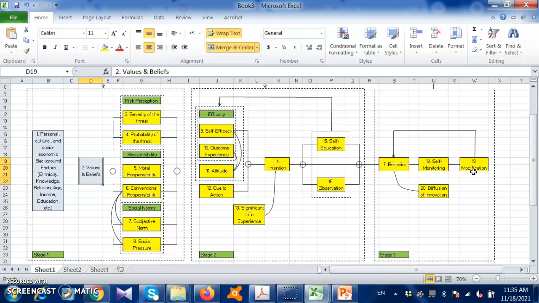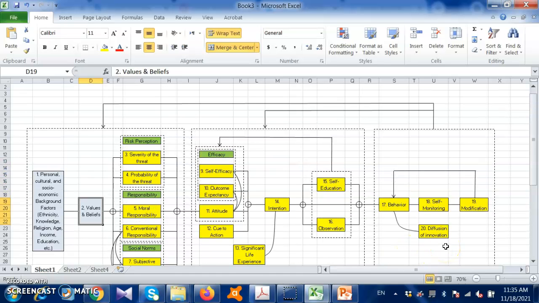And if someone from your roommates, for example, is not preparing, and you are preparing, this is what leads to diffusion of innovation. Stage number 3 feeds back into stage number 1 and stage number 2. Because once you do the behavior, your efficacy, your attitude to the whole process changes. So that's why it feeds back to stage number 2. And also, it feeds back into stage number 1.